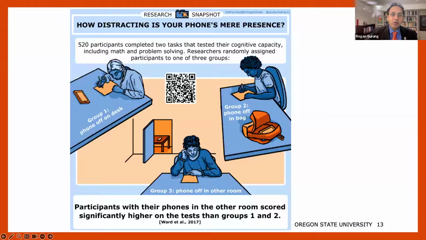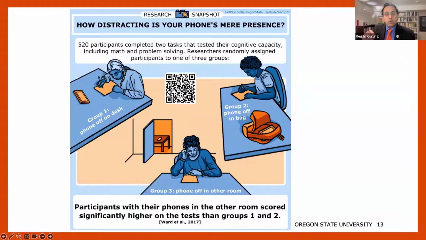The group who had their phones out of the room did significantly better than the other two groups. Now remember, all three groups had their phones off. All three groups did not touch it. Perry, you're right on. Out of sight, out of mind, right? And that out of mind thing is also pretty key here.